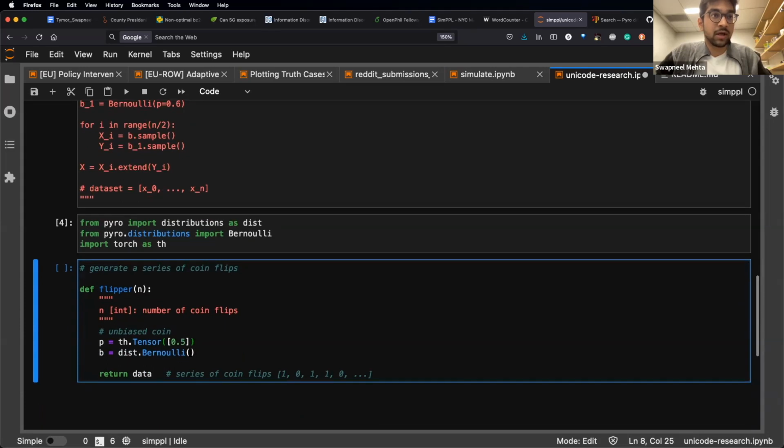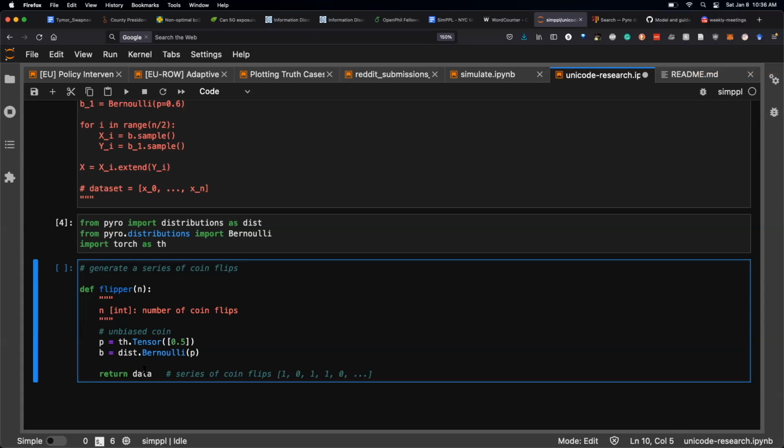Okay, so I have initialized the Bernoulli distribution. Can you tell me what the last thing to do after initializing the distribution is? Sampling values out of that distribution n times.